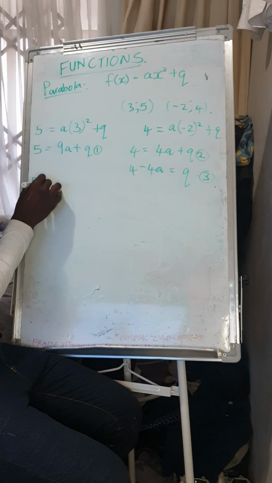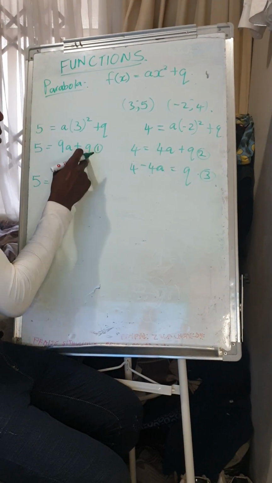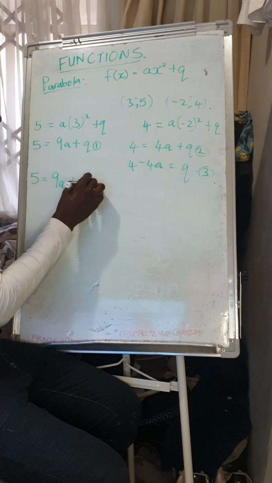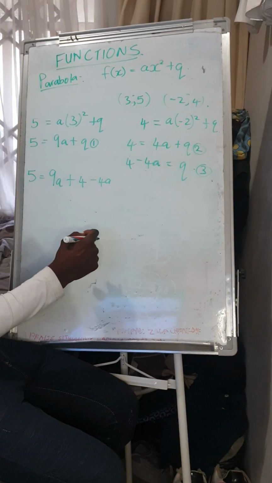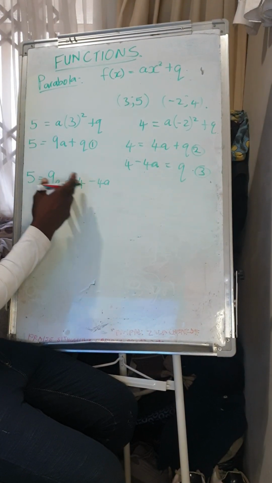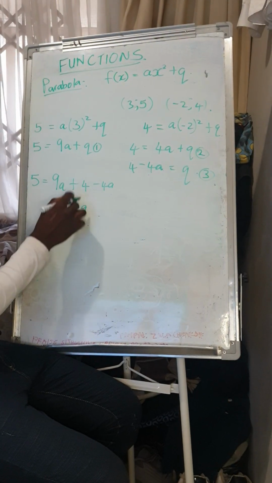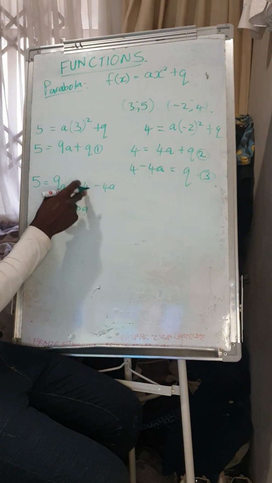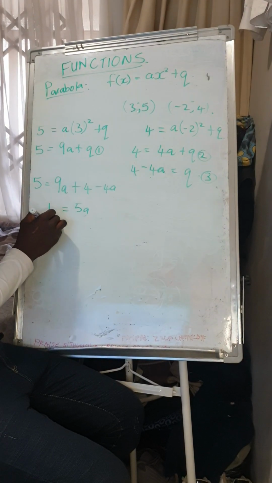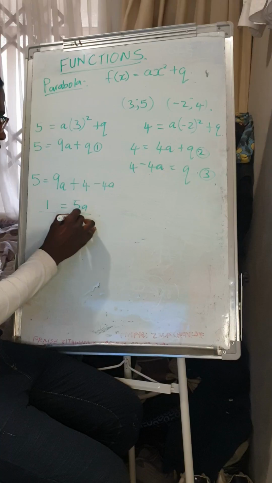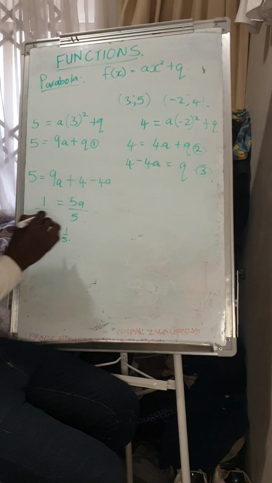We're going to say 5 equals 9a plus q, and q now is 4 minus 4a. That's our q. Now figure out what we have here: 9a minus 4a is 5a, equals, taking the other side, 1. So dividing by 5, you'll find that the value of a equals 1 over 5.